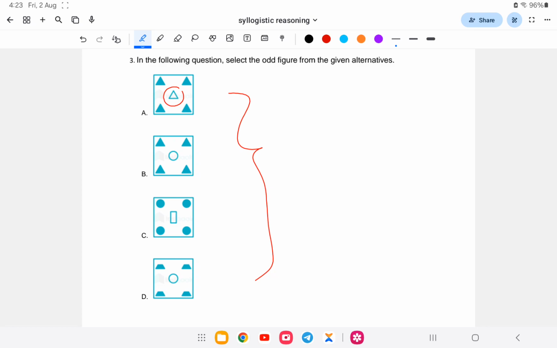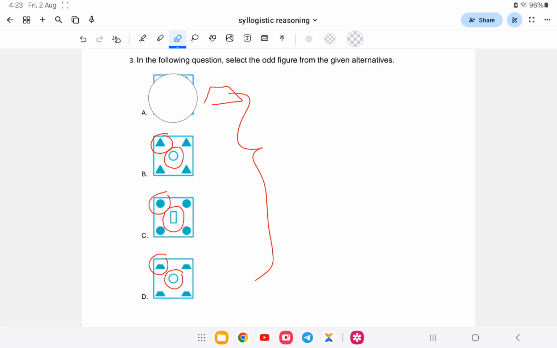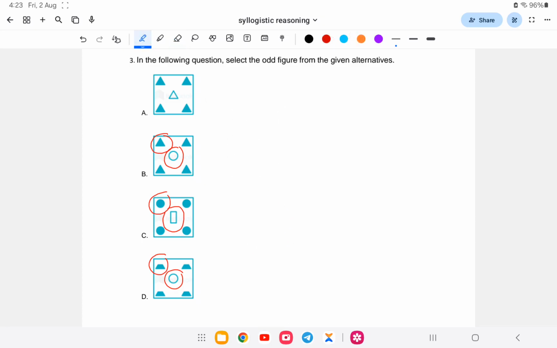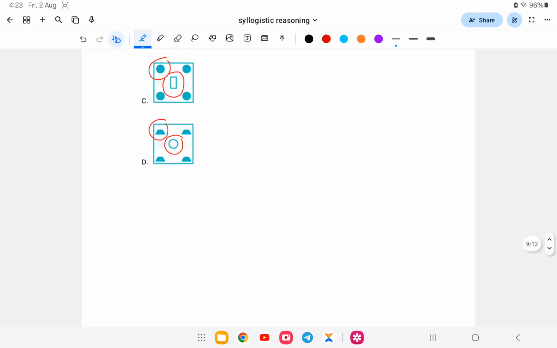For example, it is a circle, a rectangle, a trapezium, a circle, a triangle, or a circle. That means it is a trapezium. All right, but here the same figure appears. So figure A is standing out from the rest of the figures. So option A is the correct answer. That is the odd figure.